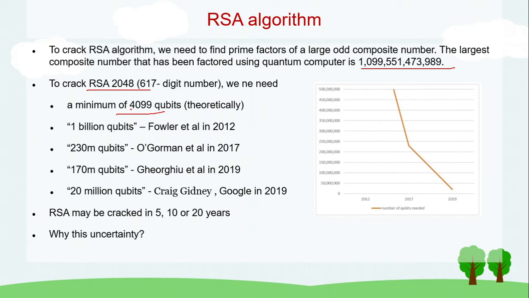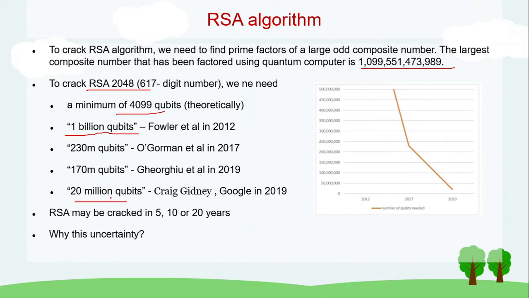So based on the availability of the quantum computers, people are doing research on when we will be able to crack it and what is essential for that. So in 2012, Fowler and his team presented a paper in which they said we need 1 billion qubits. Okay, and in 2017, someone came with the idea that 230 million qubits would be sufficient. And later in 2019, they said 170 million qubits. And later part of 2019, Craig Gidney from Google said 20 million qubits would be sufficient to crack RSA 2048.